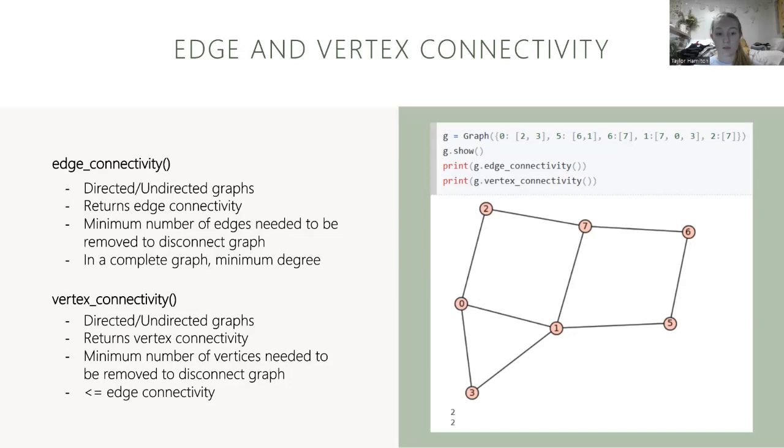And then similarly, I have vertex connectivity, which returns the vertex connectivity. It's the minimum number of vertices needed to be removed to disconnect the graph. And this is always going to be less than or equal to the edge connectivity. In my example here, again, using the vertex connectivity operation on G, you can see that the vertex connectivity is also 2.